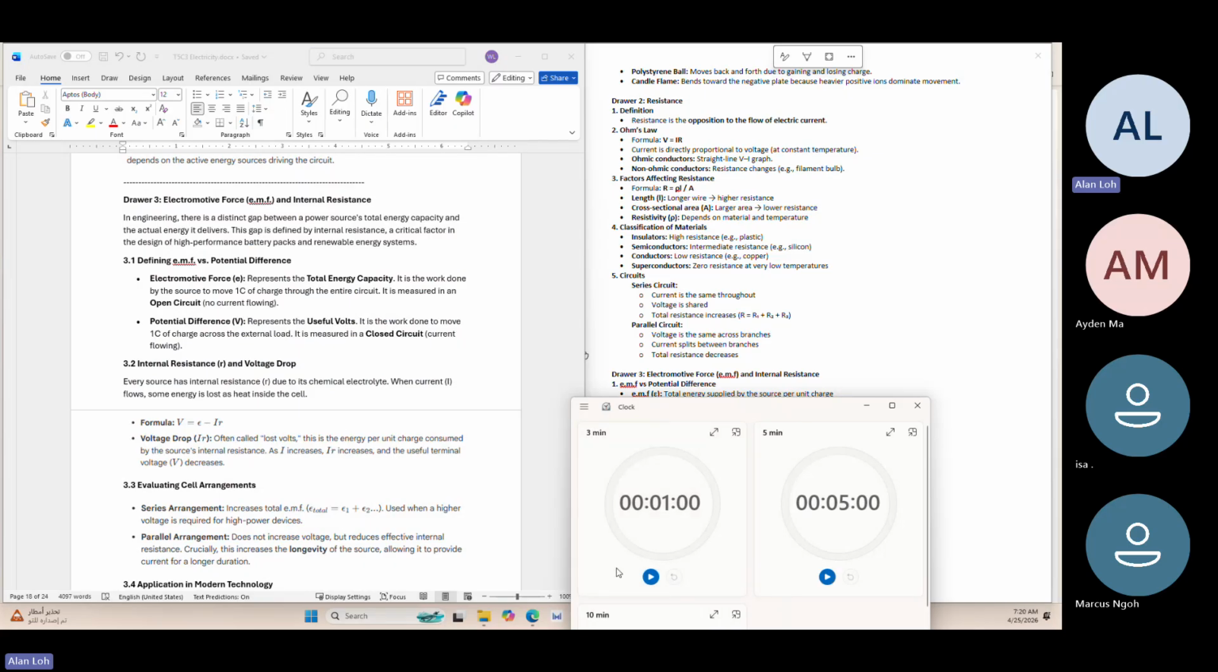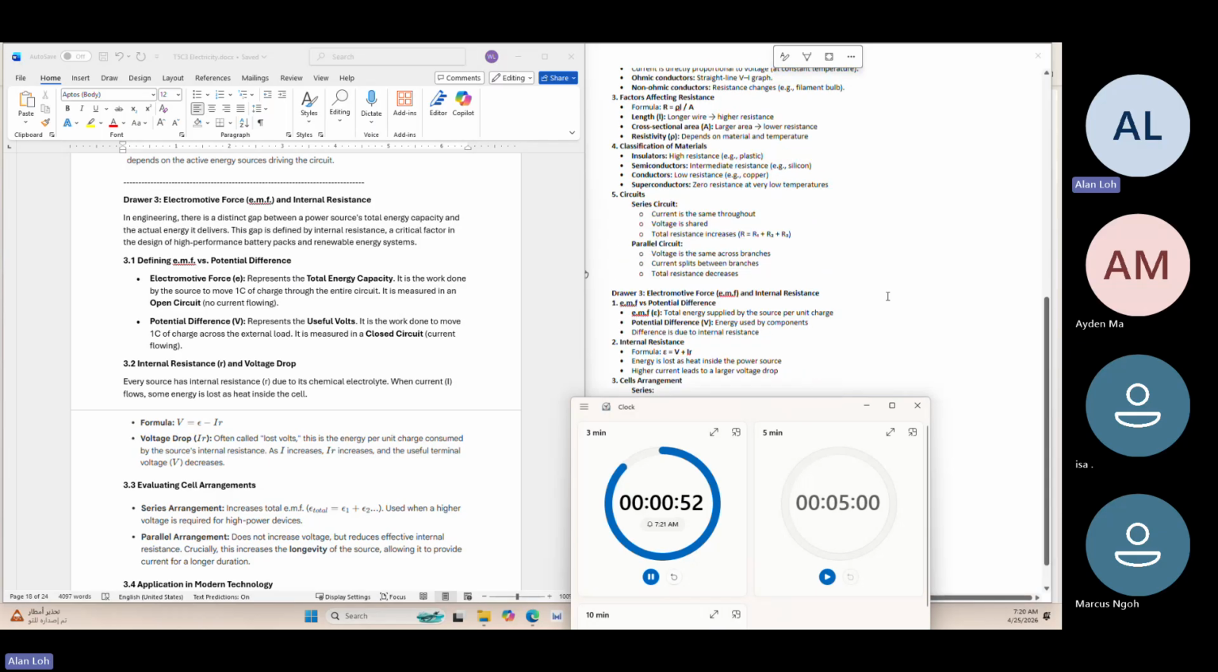3.1 and 3.2. 1 minute. Drawer 3, let me move up. Yep, for you to have a reference.